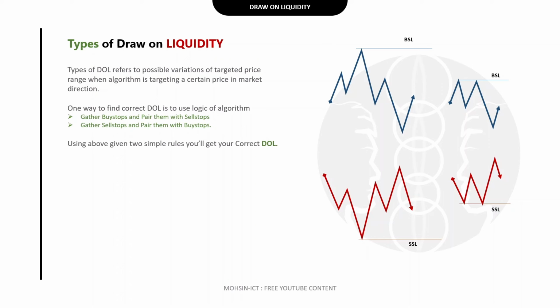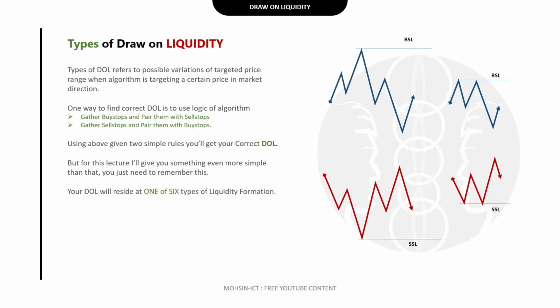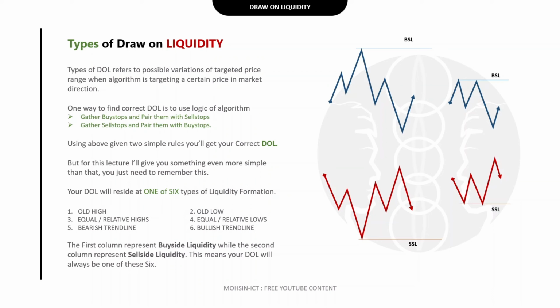Using the above two simple rules, you will get your correct drawn liquidity. But for this lecture, I'll give you something even simpler than that. You just need to remember this. Your drawn liquidity will reside at one of six types of liquidity formations: old high or old low, equal or relative equal highs, equal or relative equal lows, bearish front lines, and bullish front lines. The first column represents the buy side liquidity, while the second column represents the sell side liquidity. This means your drawn liquidity will always be one of these six, or they can be in pairs.